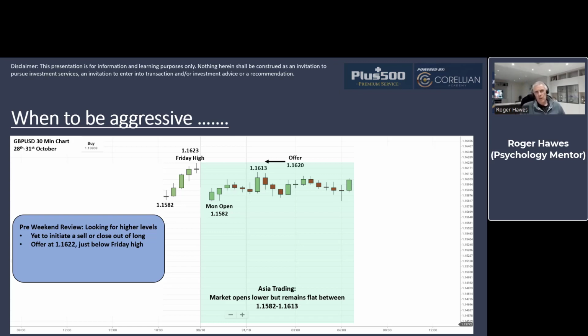And we're a little bit disappointed. It opens in Asia a little bit lower at 115.82, but we're still not seeing anything that's telling us our long position is wrong. But again, maybe a slight change of mindset. Maybe we get a little bit more defensive because it hasn't opened and gapped a bit higher. So quite sensibly, we could be thinking, okay, well, let's put a bit of an offer in at 116.20. We put it just below Friday's high at 116.23.